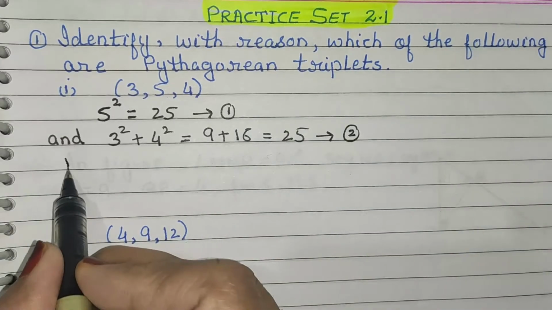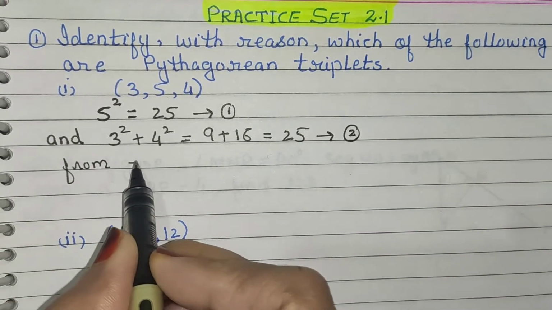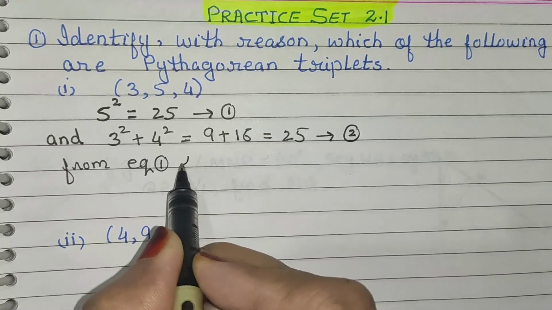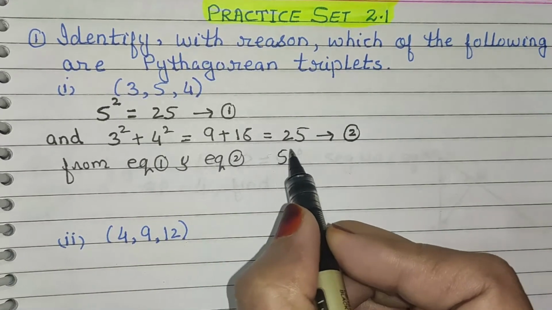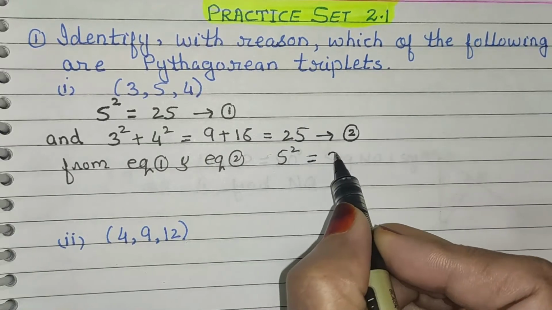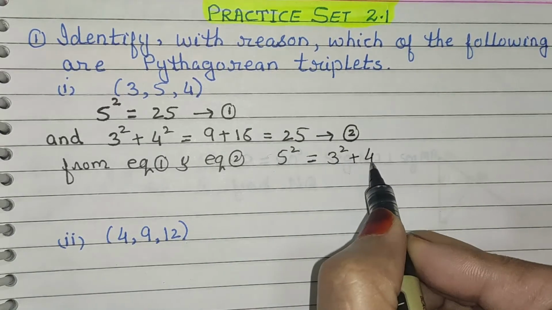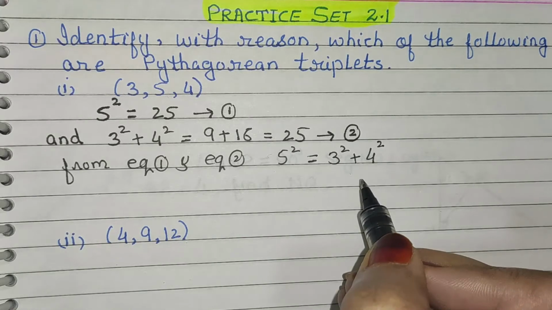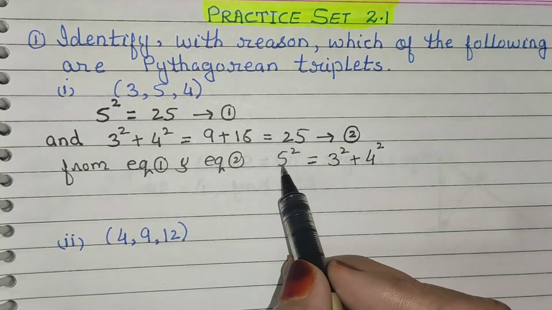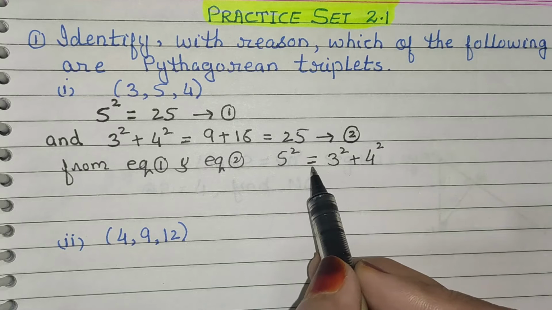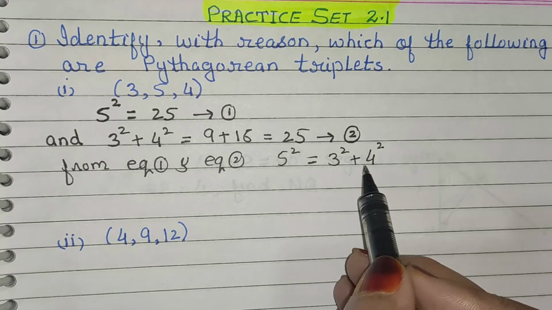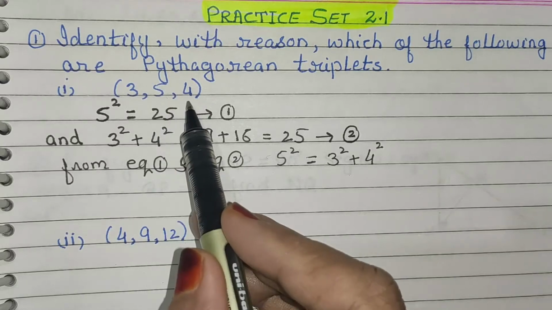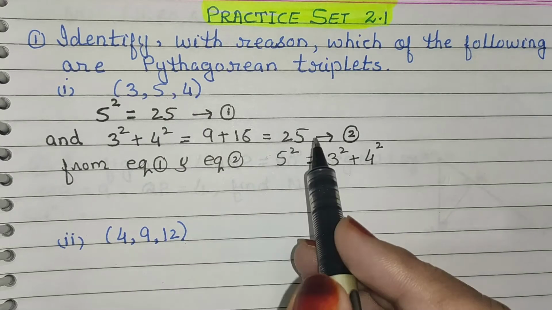Now from equation 1 and equation 2, 5 square is equal to 3 square plus 4 square. Now here the square of the largest number is equal to the sum of the squares of the other two numbers. Therefore 3, 5, 4 is a Pythagorean triplet.